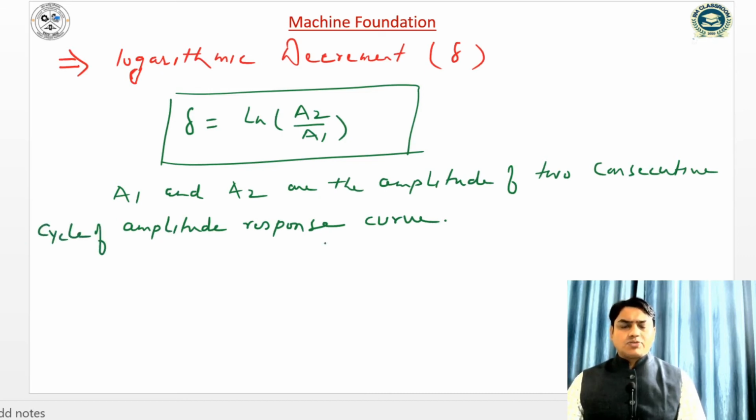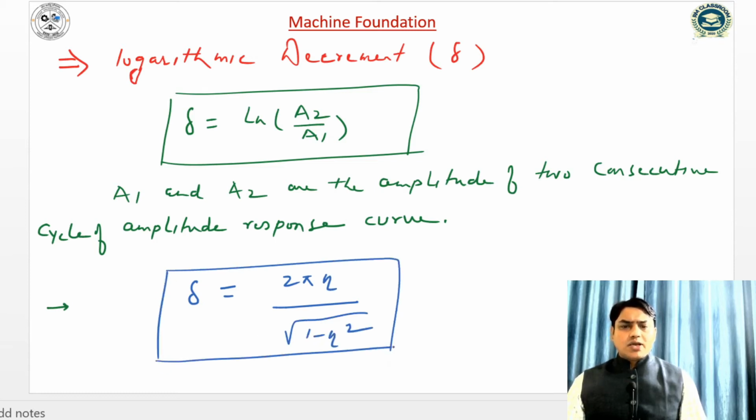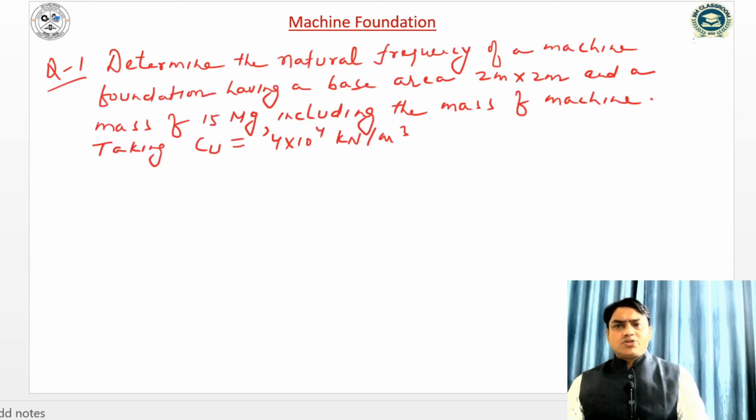So there is a relation between the logarithmic decrement and damping ratio. Logarithmic decrement can also be written as 2 pi eta divided by square root of 1 minus eta square, where eta is the damping ratio and delta is the logarithmic decrement. So let us take a few problems based on this.